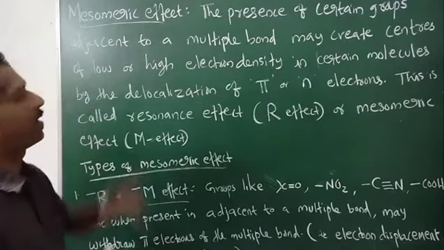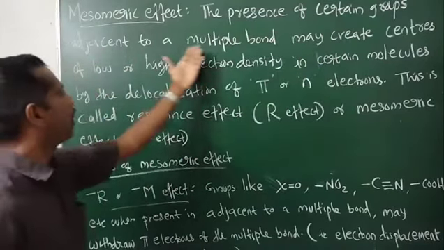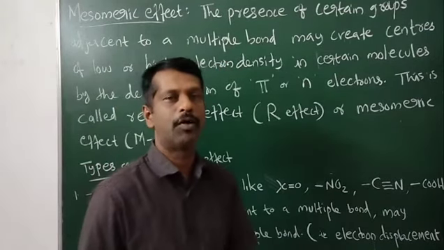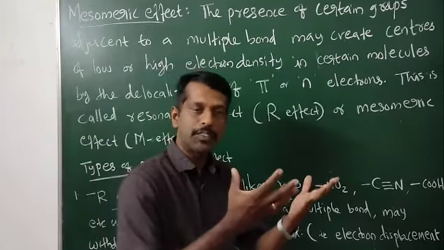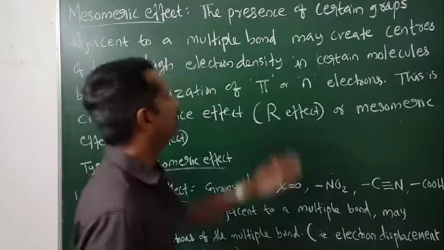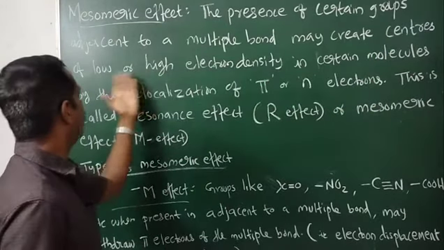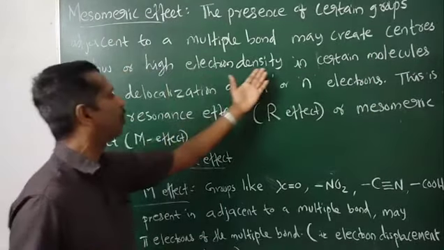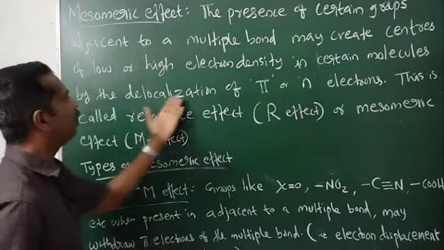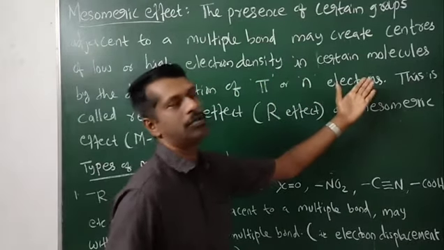What is mesomeric effect? The presence of certain groups adjacent to a multiple bond. What do you mean by multiple bond? Double bond or triple bond. The presence of certain groups adjacent to a double bond or a triple bond may create centers of low or high electron density in certain molecules by the delocalization of pi electrons or n electrons.